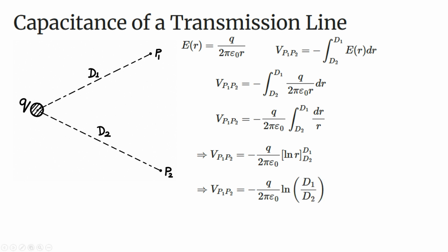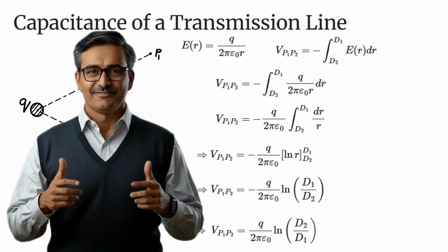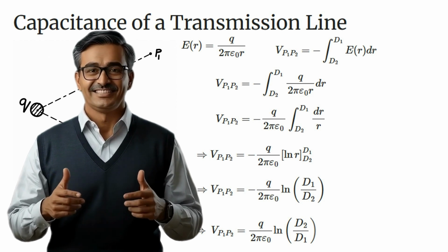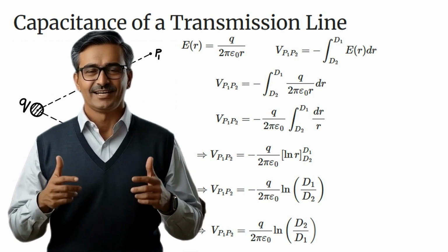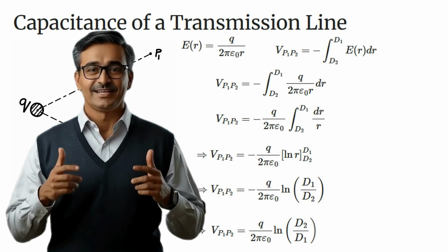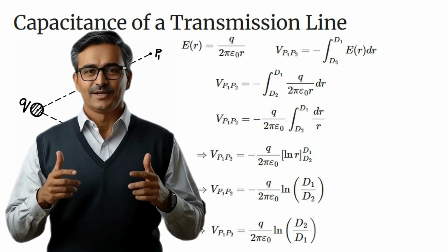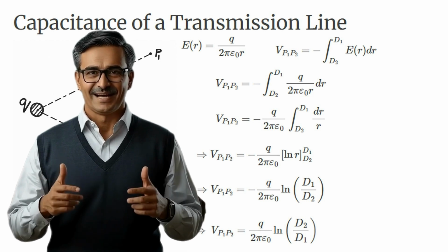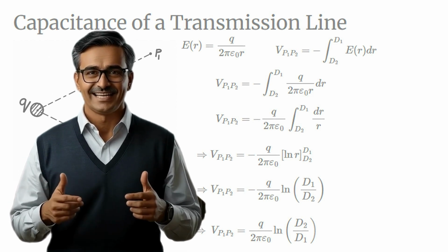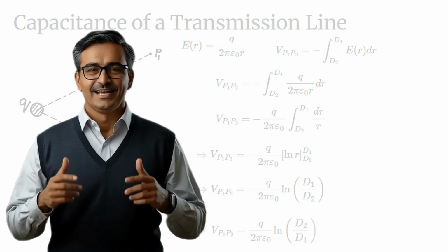Finally, using the logarithmic property that minus natural log of x is equal to natural log of 1 by x, we can write V P1 P2 equals Q divided by 2 pi epsilon naught multiplied by natural logarithm of D2 divided by D1. So this is the general expression for the potential difference between 2 points located at distances D1 and D2 from a charged conductor carrying a charge of Q coulombs per meter. This result is very important because we will use it repeatedly while deriving the capacitance of a three-phase transmission line in the next steps. Up to this point, I hope the derivation is clear.